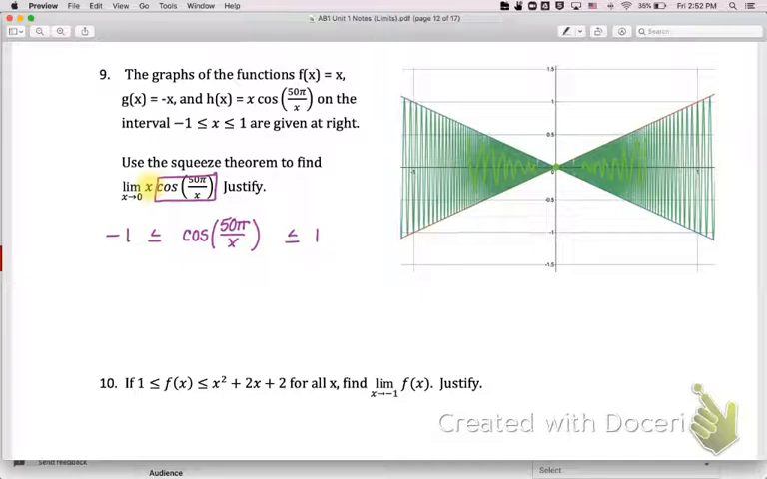So now we're going to use algebra to manipulate this inequality. The first thing I will do is multiply everything by x. So now I have -x less than or equal to x times the cosine of 50 pi over x, and that's less than or equal to x. I'm intentionally leaving myself a little bit of space here. That's why we knew that we were going to squeeze it between these two functions, x and -x. Now remember, oops, I forgot my x in the middle. That was the whole point, to get an x right there.